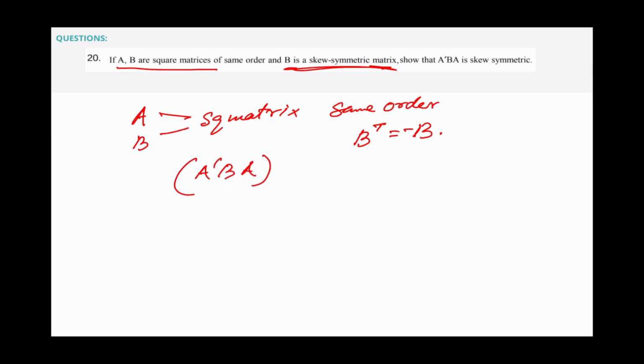A transpose B A. I have given this in the formula section in the concept video. So if you want, go and watch there. Directly you can use the formula. Or if not, you can just transpose and check it.